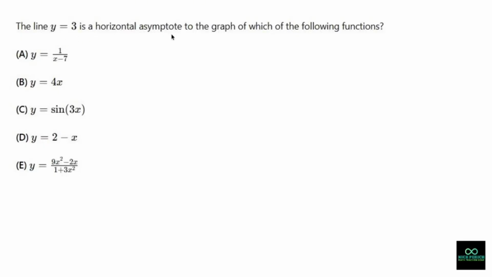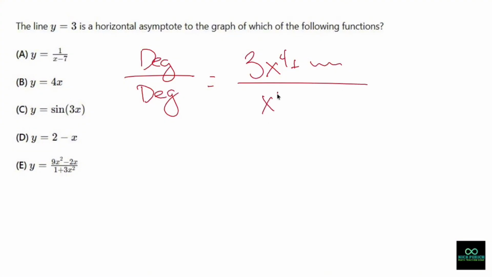The line y equals 3 is a horizontal asymptote to the graph of which of the following functions. Now, those of you who know my expertise, it's AP Pre-Calculus. And we are taught that if you have the same degree over the same degree, for example, something like 3x to the 4th plus blah, blah, blah over x to the 4th plus blah, blah, blah, if the degree on the numerator is the same as the degree in the denominator, you take the leading coefficients, so 3, invisible 1, and your horizontal asymptote is going to exist at the leading coefficients over the leading coefficients.